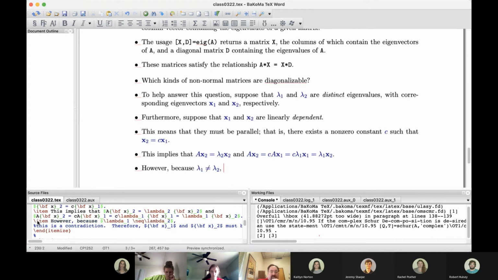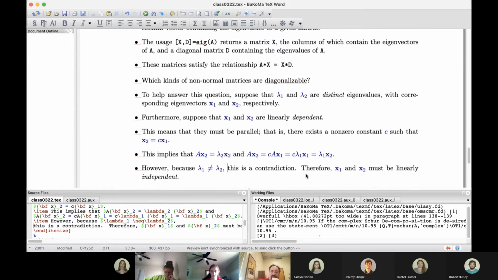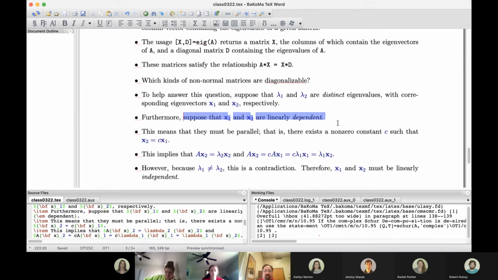But I already assumed going in that lambda 1 and lambda 2 are distinct. So that's a contradiction. This assumption has to be incorrect, or it has to be false. So what this says is that eigenvectors corresponding to distinct eigenvalues must be linearly independent.